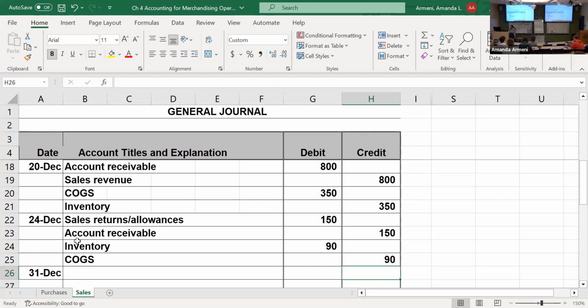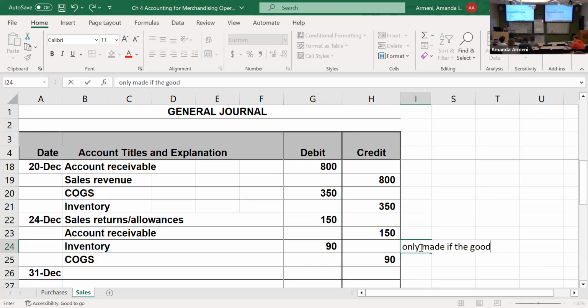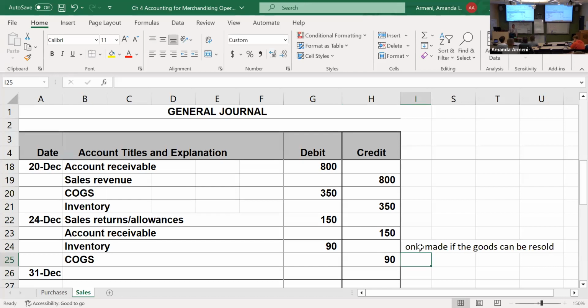Okay, so over on the side, I'm going to make a little note. Only made if the goods can be resold. If the goods can't be resold to anybody, they're broken, then you just don't make that part of the entry. Okay?